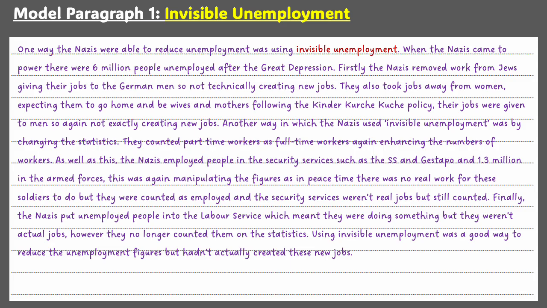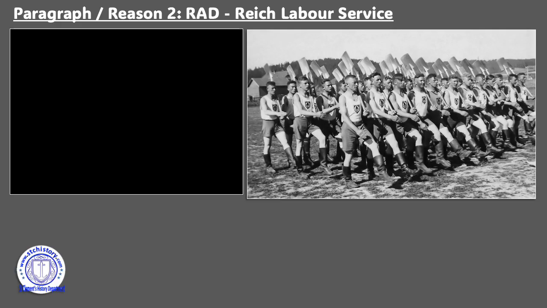actual jobs. However, they no longer counted on the statistics, so using invisible unemployment was a good way to reduce the unemployment figures, despite the fact they haven't actually created these new jobs. So again, you can see this is a much weaker paragraph than the Chancellor ones in this video, but there's clearly enough points and facts in this one and a bit of evidence to argue why invisible unemployment has helped reduce unemployment.